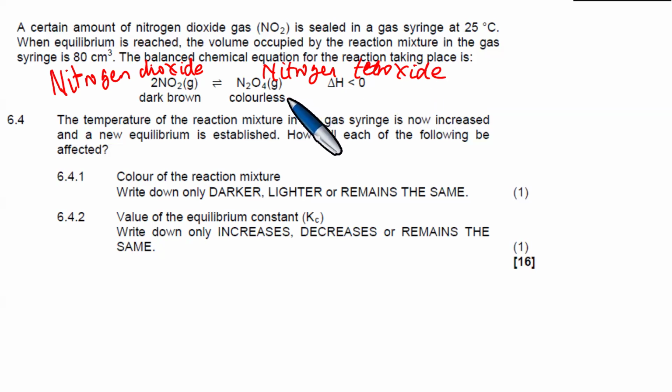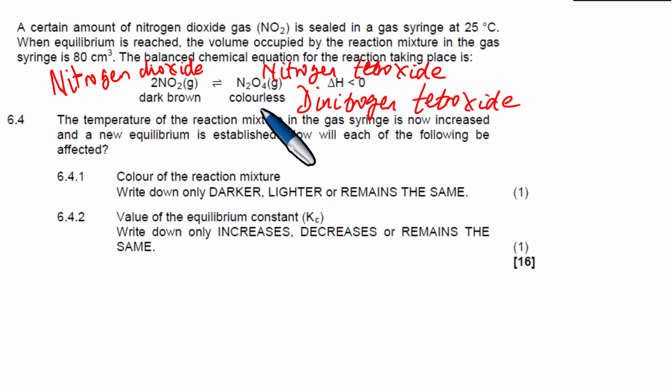We call it the dinitrogen tetroxide. Okay, so in other words, you have certain scientific names that are used. The most popular name for the N2O4 is nitrogen tetroxide, but you can always call it dinitrogen tetroxide to mean the N2O4. Okay, let us answer the questions that follow.